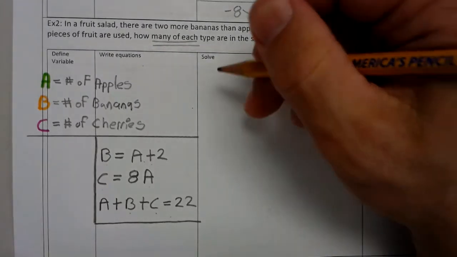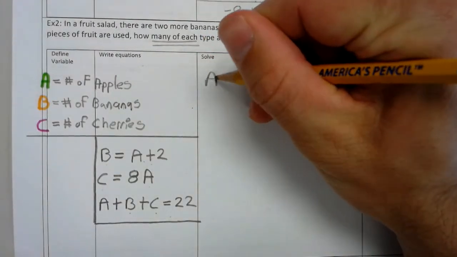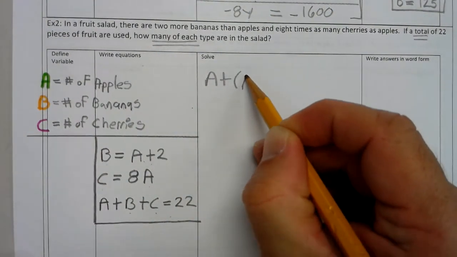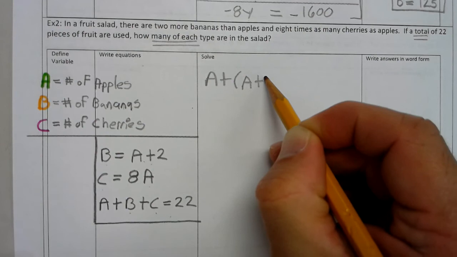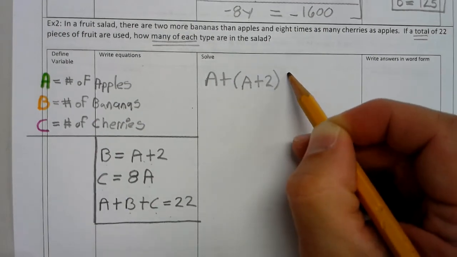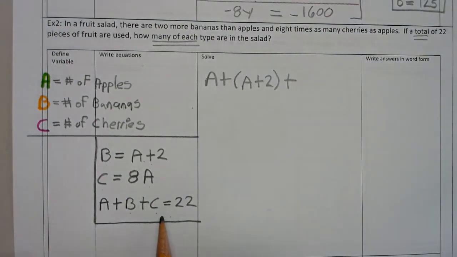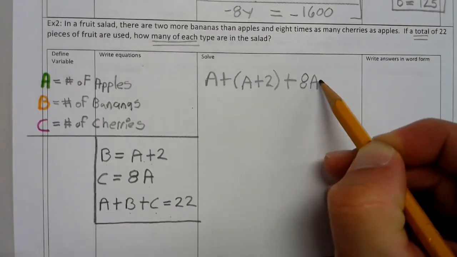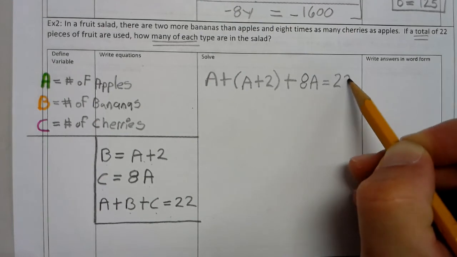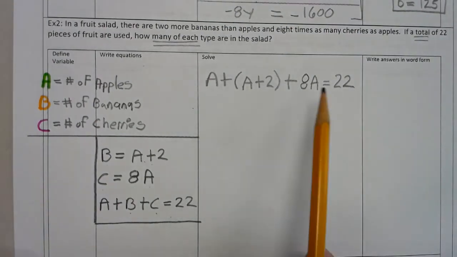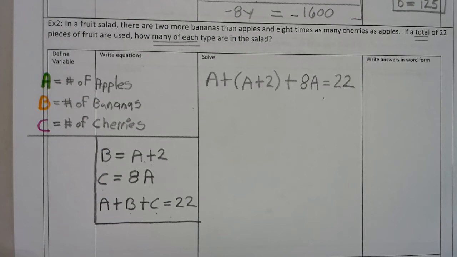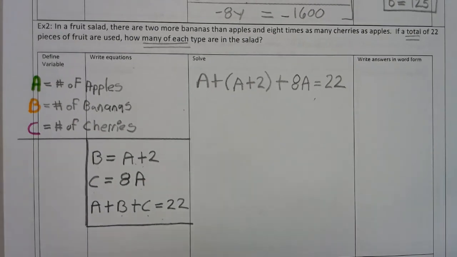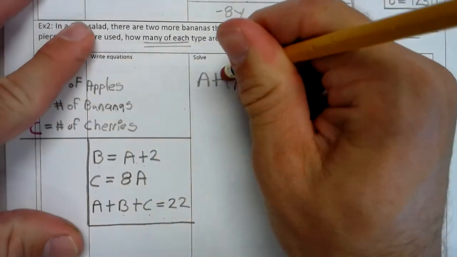So we have A plus, now B is A plus 2, plus C, which is 8A, and that equals 22. The reason we did that is now the only variable we have is A, and we can solve that equation for A. We actually don't need the parentheses here because there's not a number in front.